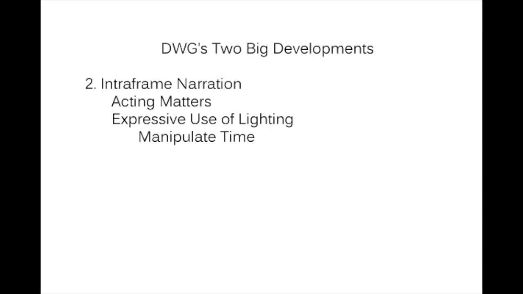Griffith also recognized that he could use lighting to manipulate time. For example, by having a lamp outside of a window of a scene, he can move that lamp in certain ways to suggest the passage of the sun across the sky.